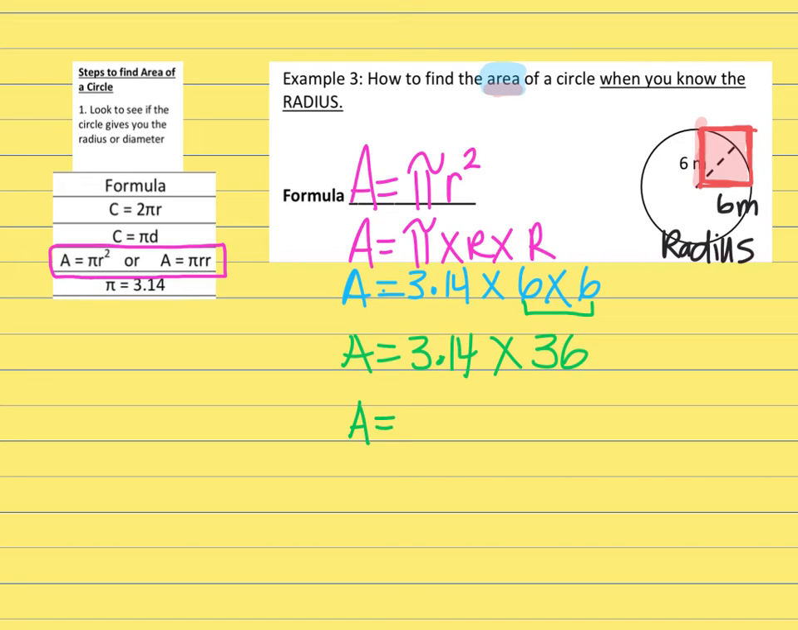To keep this video short, I'm just going to tell you. You could check it with a calculator, but 3.14 times 36 is 113.04. Then the units were meters. Area is always in square units. So one thing you can think about is the formula has an exponent 2 in it. You need to also include that in your answer, because it's talking about how many square units cover this entire surface.